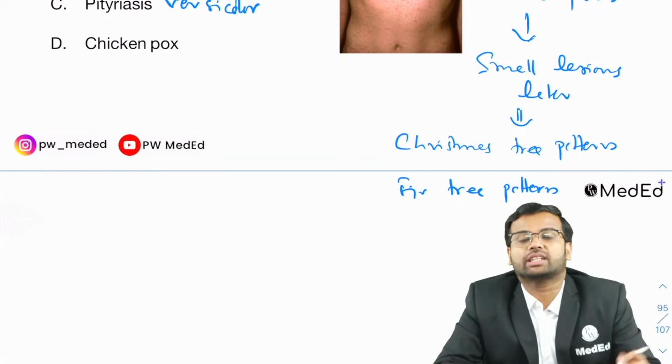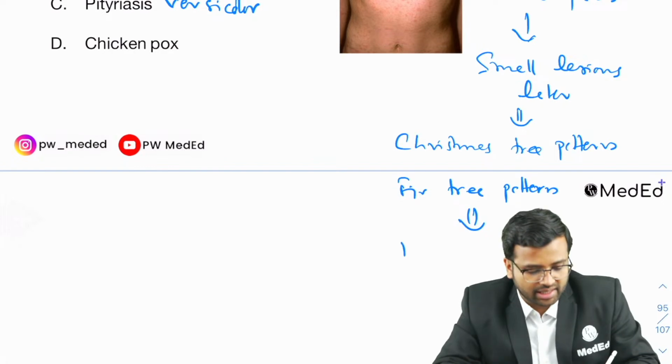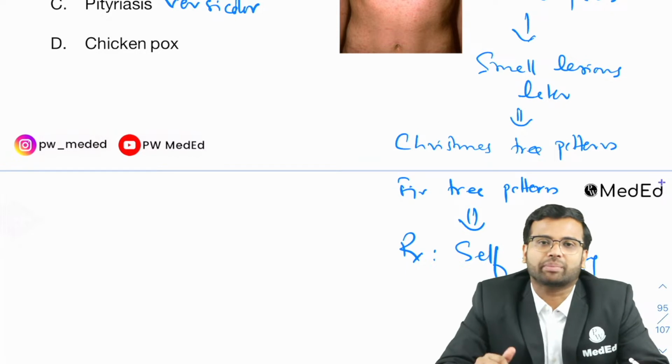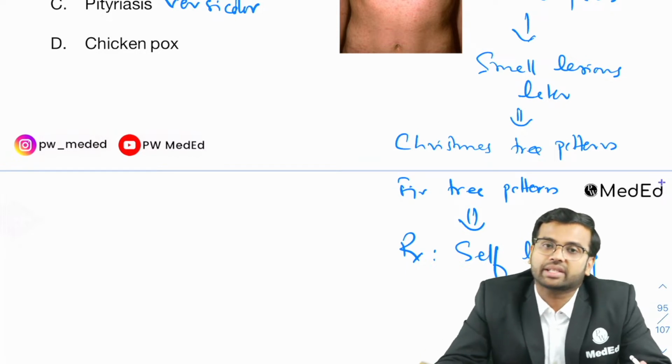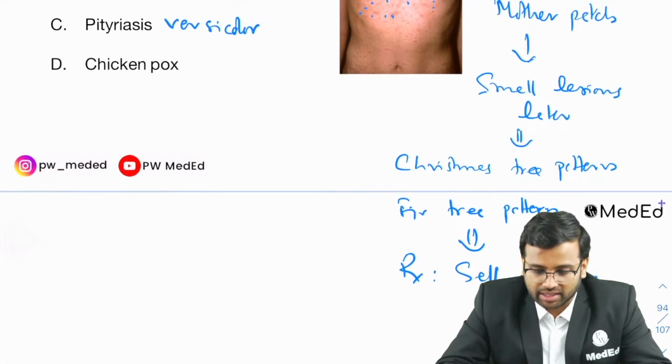Fine. So all these are the various findings that you see in pityriasis rosea, and remember that this is a self-limiting condition. Which means that there is no specific treatment that is necessary. These lesions are going to subside, probably taking several weeks.